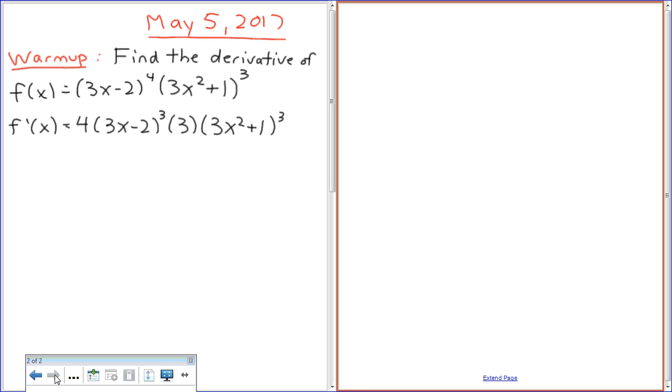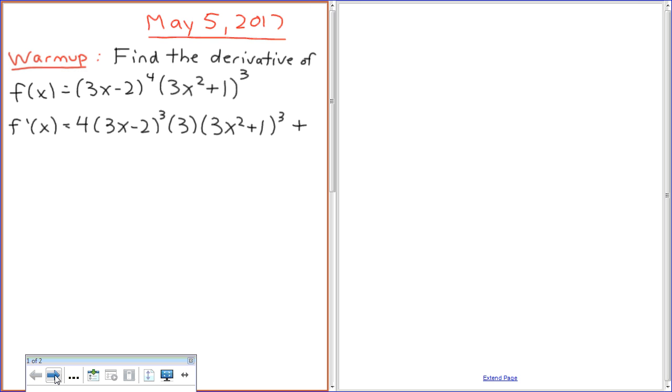Now let's make sure we know how we did this. The derivative of the 4 just came down from the power here. The derivative of 3x minus 2 is just 3 in there. And the leftover part is the 3x squared plus 1. Can I get another volunteer, please, Teresa, to take the derivative of this for me, please? Go ahead.